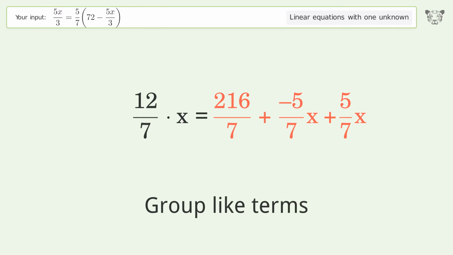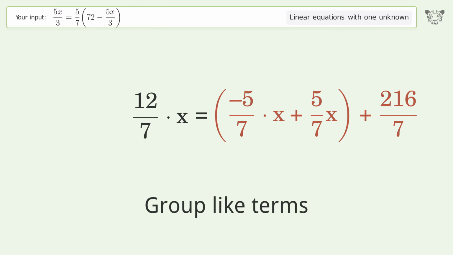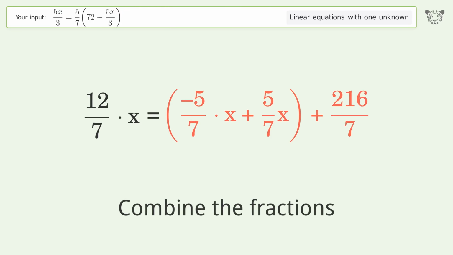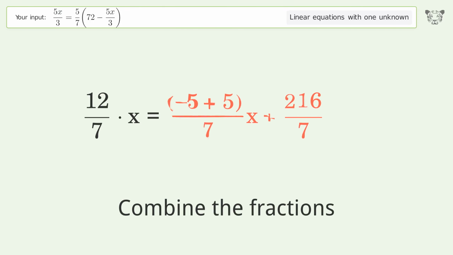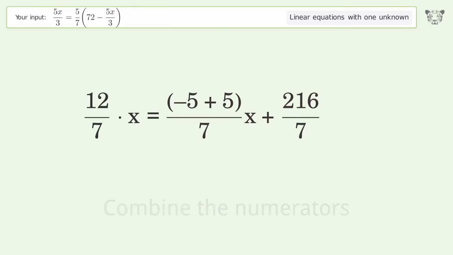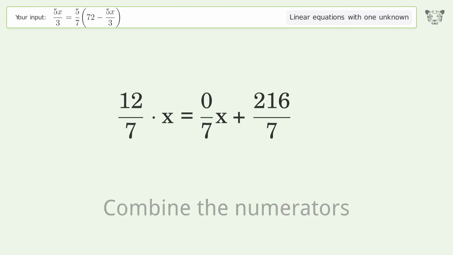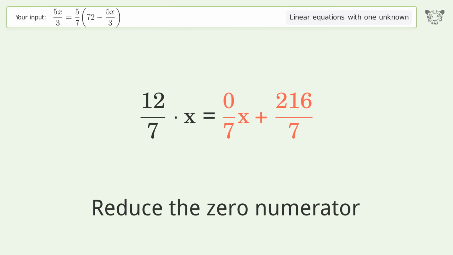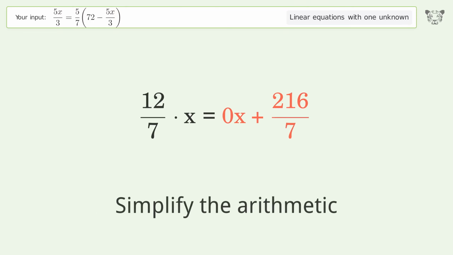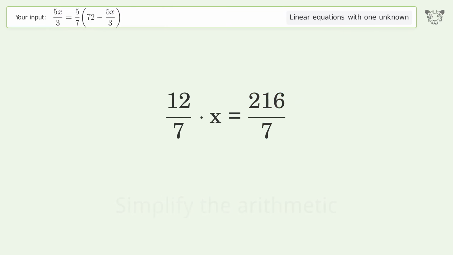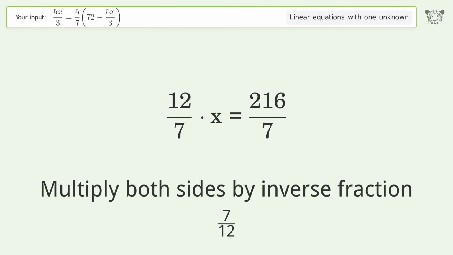Group like terms. Combine the fractions. Combine the numerators. Reduce the zero numerator. Simplify the arithmetic. Isolate the x. Multiply both sides by inverse fraction 7/12.